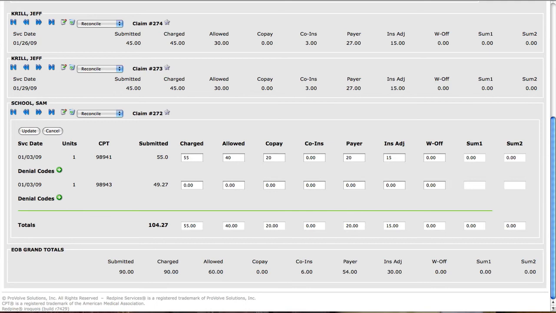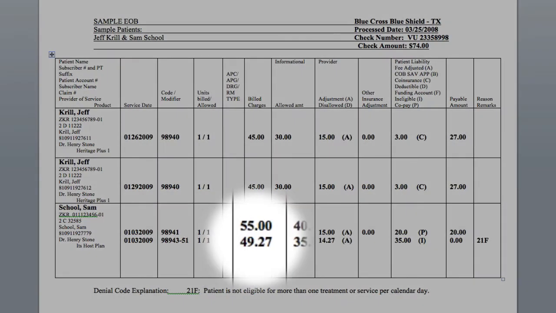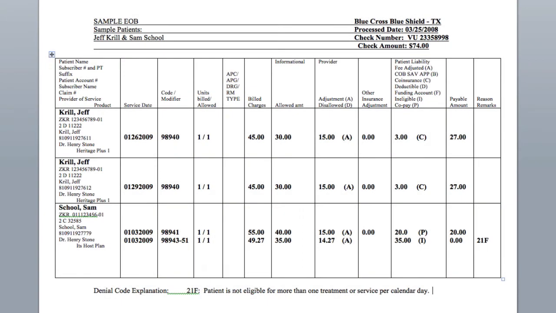After transcribing this information onto our EOB in the system, we can see that the sum boxes match, and we can move on to the second CPT code billed for this claim. You can continue to tab until you reach the next line and enter in the charged amount. In our case, $49.27 was charged for 98943.